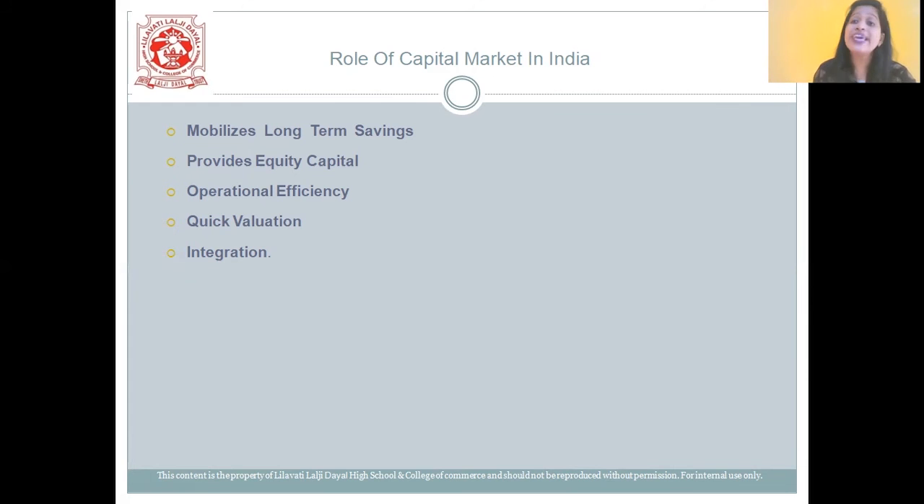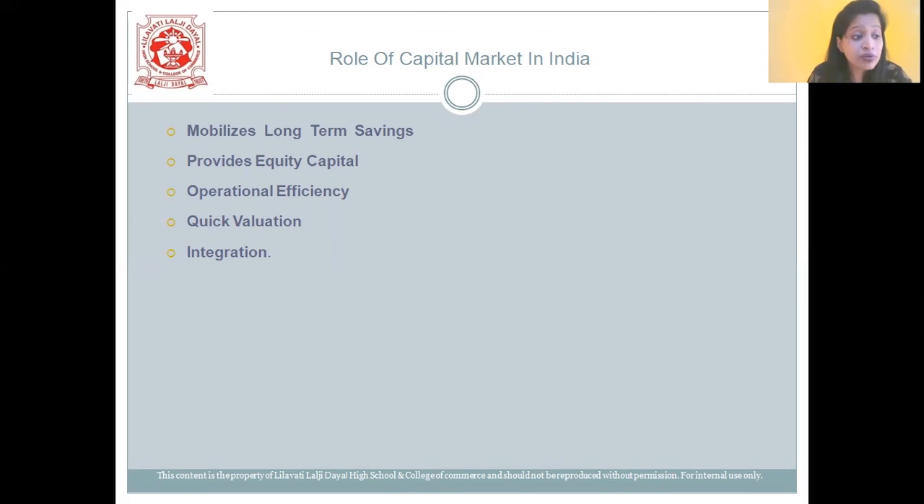Next one is provides equity capital. Capital market, students, provides equity capital to the entrepreneurs, which in turn they can use to purchase the assets as well as the funds required. Next one is operational efficiency. Capital market helps in achieving operational efficiency also, like lowering the settlement timings and simplifying the transaction activities. Next one is quick valuation. Capital market helps to determine a quick value for both the equity and the borrowed capital.